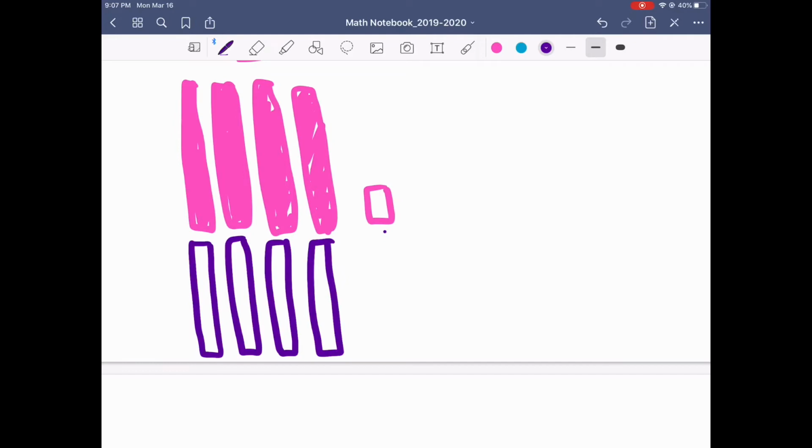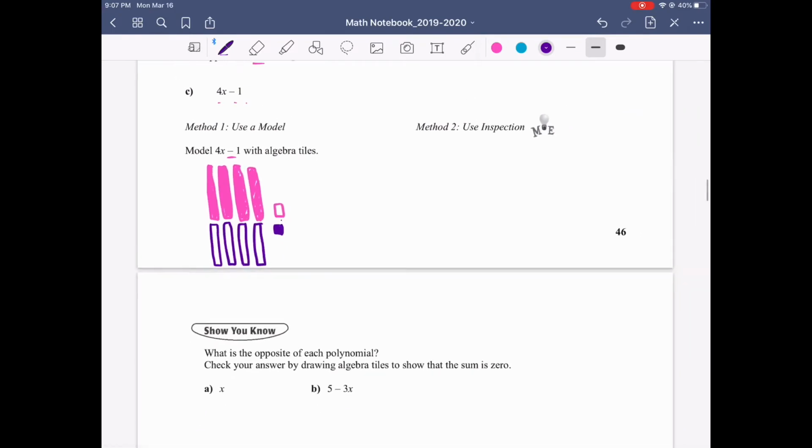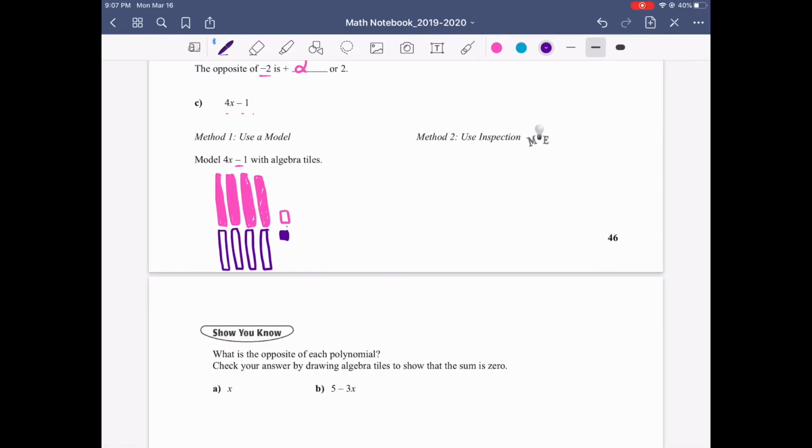And what would cancel out this negative 1 tile? A positive 1 tile. So the opposite of 4x minus 1 is negative 4x plus 1, which is what we have right here. And then for inspection, guys, it just basically means you can look at it, and if it's positive, make it negative. If it's negative, make it positive. So it would be negative 4x plus 1 again.